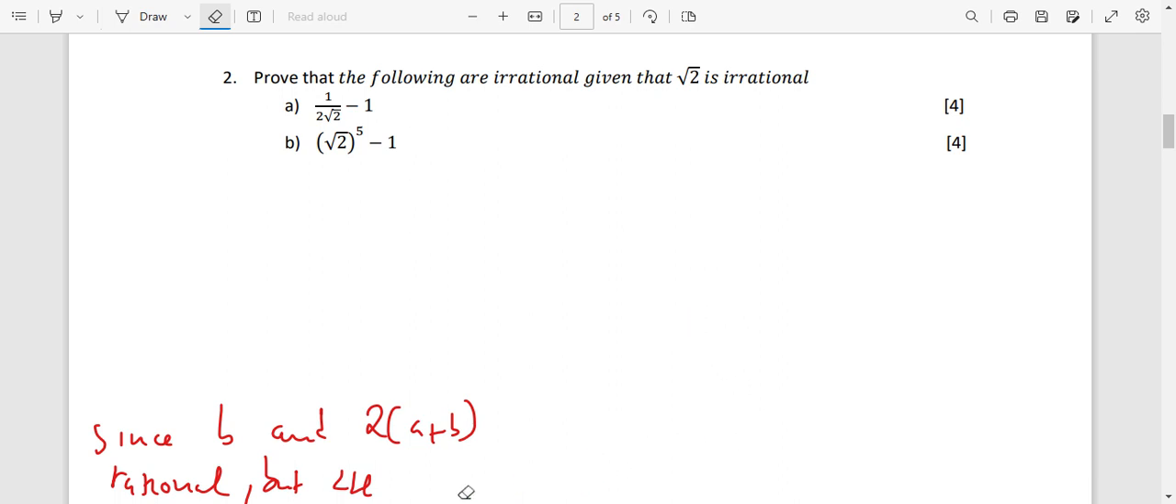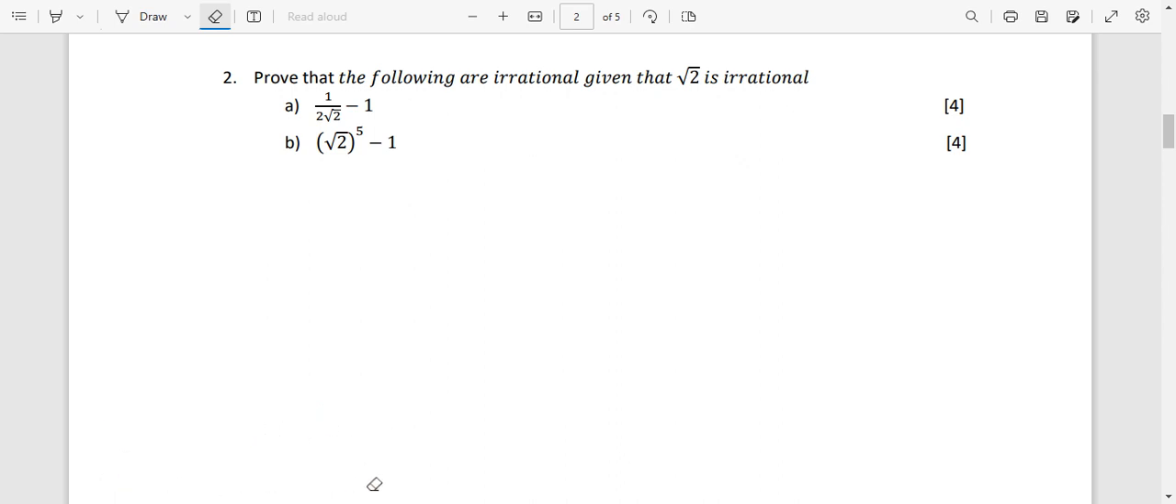Whether you like it or not, these questions are coming in your test one, quiz one, and then the final exam, whether you like it or not. It's a must. There are some topics where, even if you are not a prophet, you should know that this is coming. Okay, prove that square root of 2 to the power 5 minus 1 is irrational, given that 2 square root of 2 is irrational. Also assume, all right? Assume that should be the first thing.